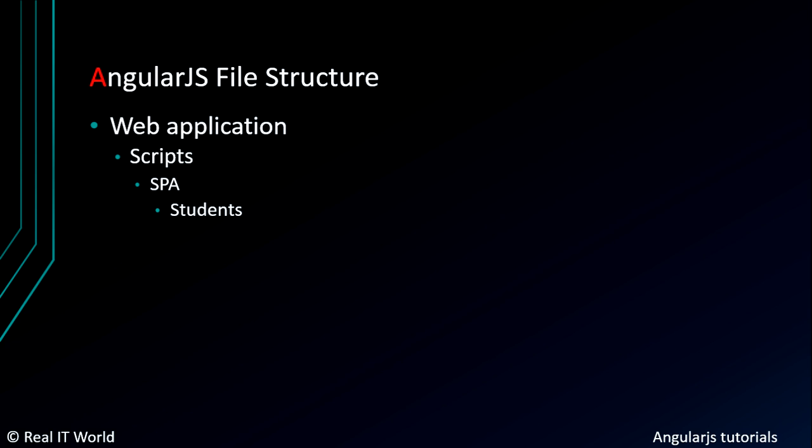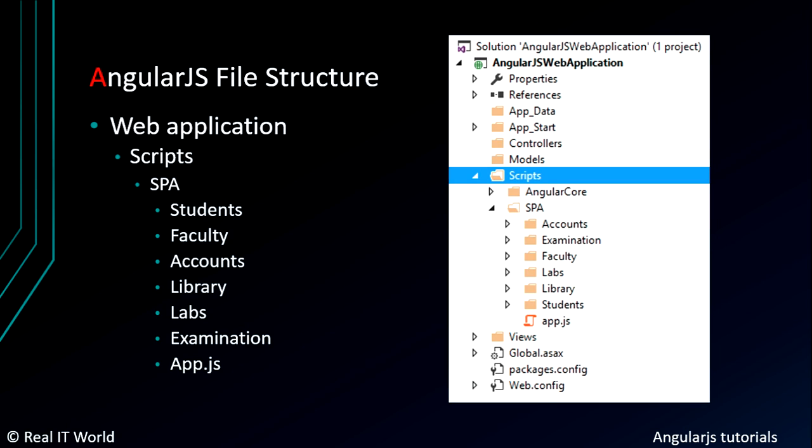Inside that single page application, we are going to create a folder for students module, and another folder for faculty module, another folder for accounts module. Like this, we will create separate folders for each and every module or feature, and app.js for our AngularJS application JavaScript file. This is how we can create it.